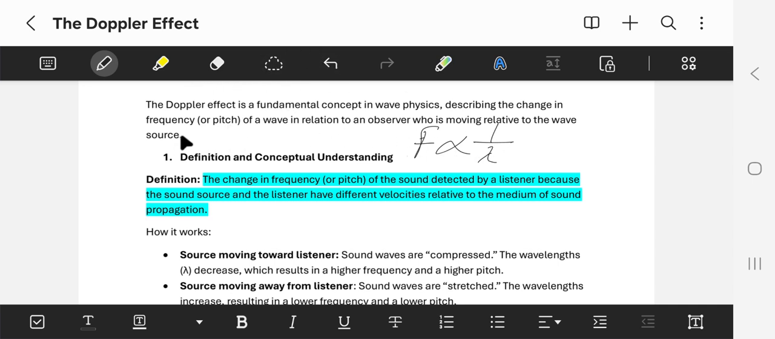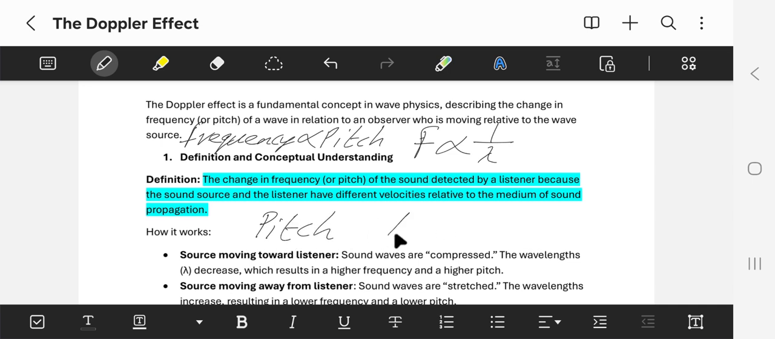Another relationship I want us to look at is that of frequency and pitch. The relationship between frequency and pitch is going to be directly proportional. This means that if I'm going to have a high amount of frequency, then I will also have a high pitch.